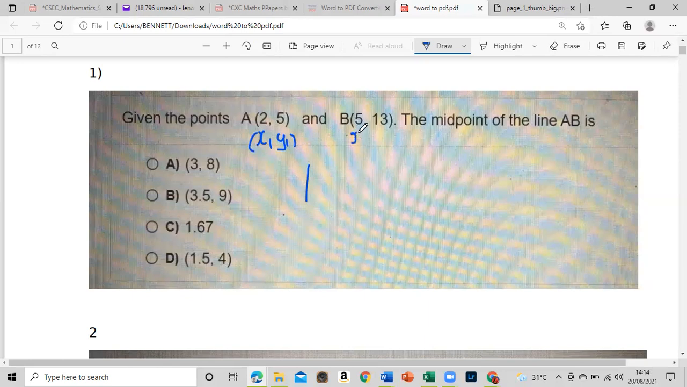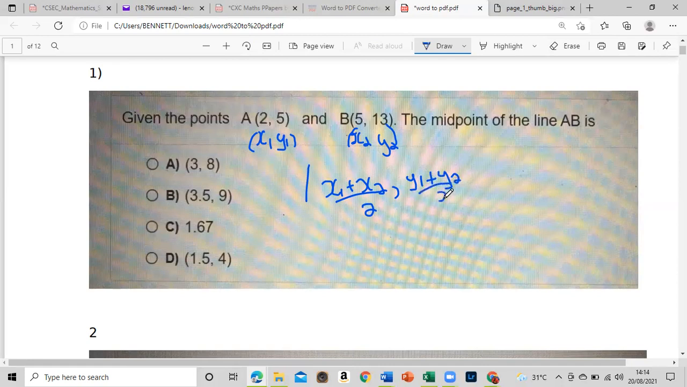So we can call this X2 and Y2. All we do now is find halfway between the X points. So it is X1 plus X2, and we divide it by 2 because we want to find halfway. And remember, it's a coordinate we find, so just put a comma. So it's Y1 plus Y2, and we divide by 2.